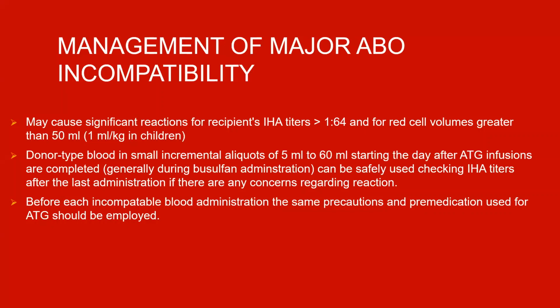Major ABO incompatibility may cause significant reaction for a recipient with an IHA titer greater than 1:64 and for a red cell volume greater than 50 ml, or 1 ml per kg in children.